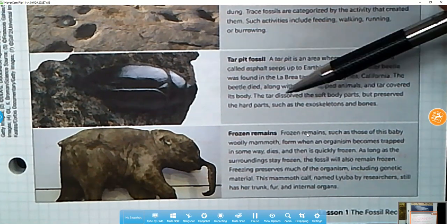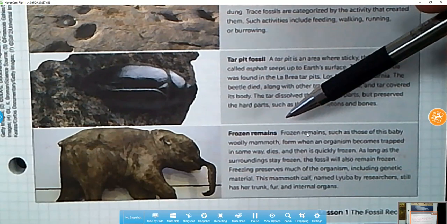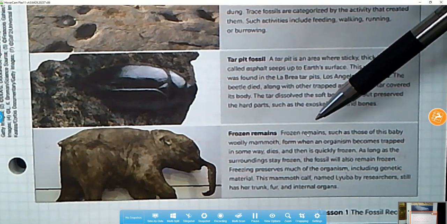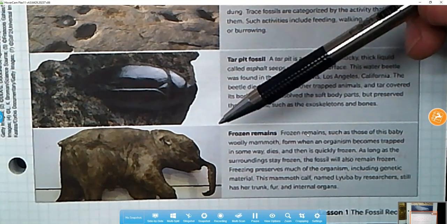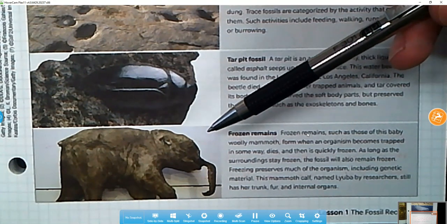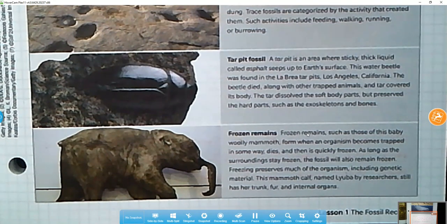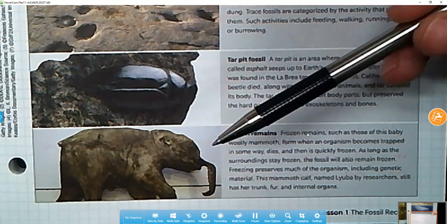And so things can get trapped in that sticky substance and they can become fossilized. And you can have frozen remains. You can actually have frozen remains as part of fossils. Some frozen remains are actually things like mammoths. We have found entirely frozen mammoths. You can see those mammoths there. We can find those mammoths. We found several frozen mammoths like this.